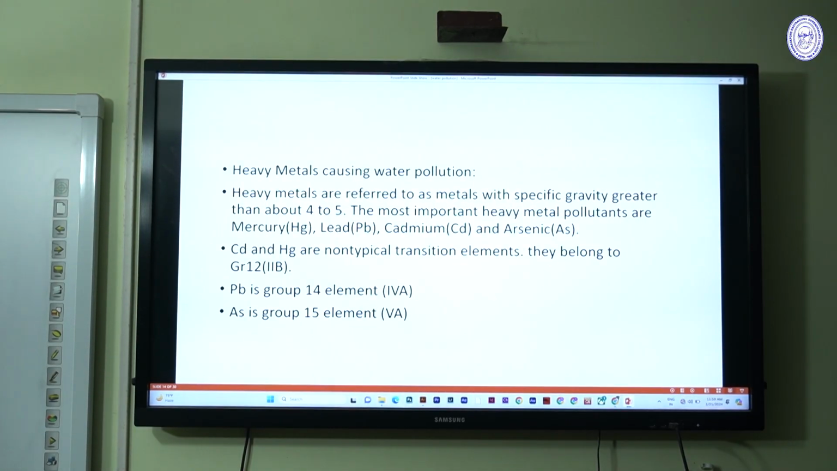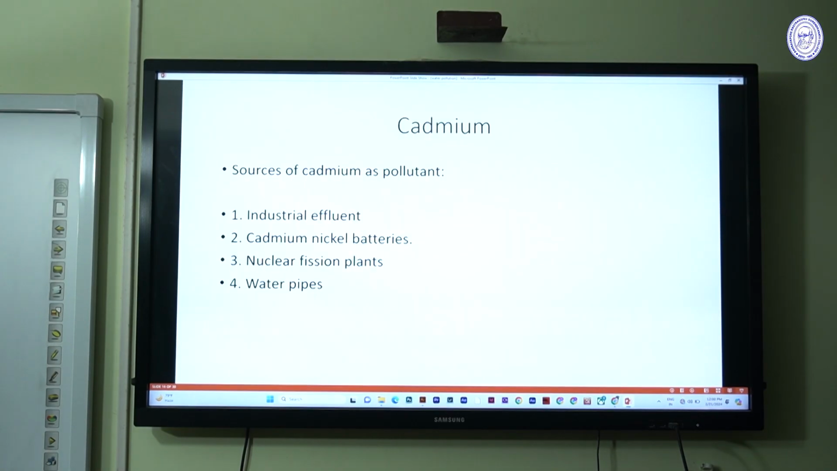Cadmium and mercury are non-typical transition elements. They belong to group 12, and lead is a group 14 element, means 4A, and arsenic is a group 15 element, 5A. In order to understand the toxicity of the metals, their position in the periodic table is to be known.